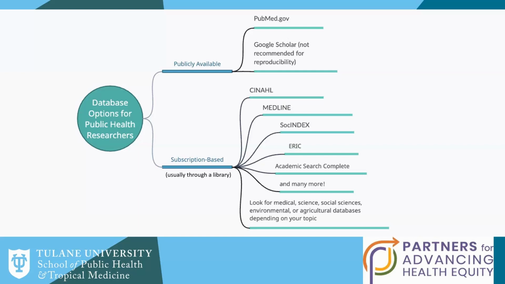So Medline, which is a subset of PubMed, CINAHL, which is a nursing and allied health literature database, Academic Search Complete, ERIC, which is what Educational Resources Information Center stands for, and SocIndex, which is a sociology database, are all available through the Louisiana public libraries. But there are many more databases that work well with public health topics. So definitely stop by your public library and see what they have available to you already.